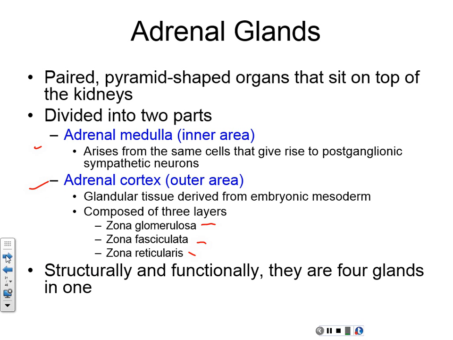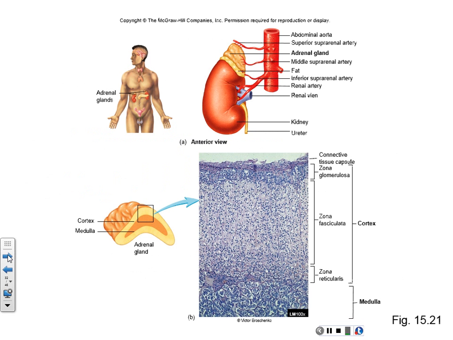All right. Okay, so structurally, really, functionally, it's four glands in one. Those three layers plus the adrenal medulla. See what I'm saying? That's the adrenal gland. These three plus the adrenal medulla. And they produce very different hormones that have very different effects. Okay? So there it is, the medulla in the middle, the cortex out there. The cortex has those three layers.